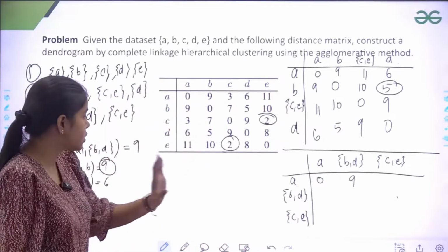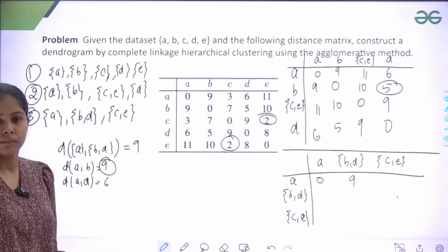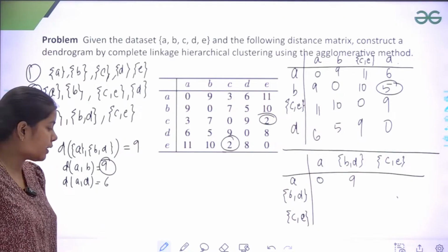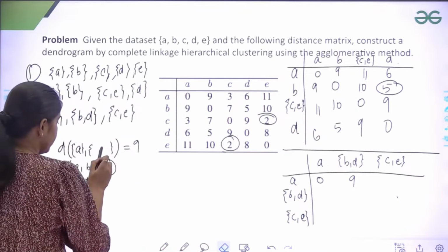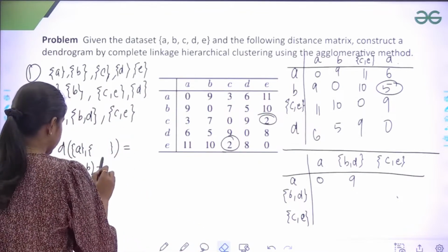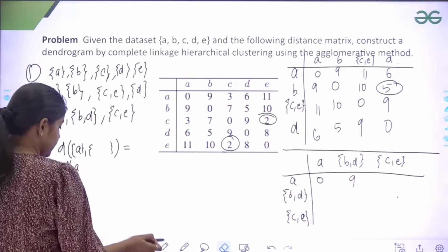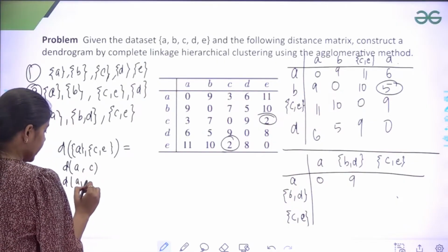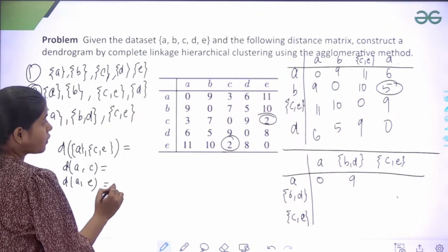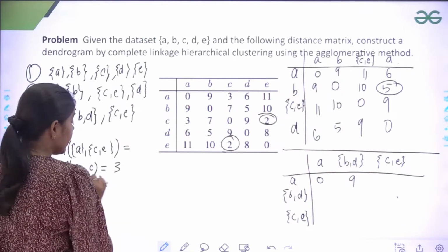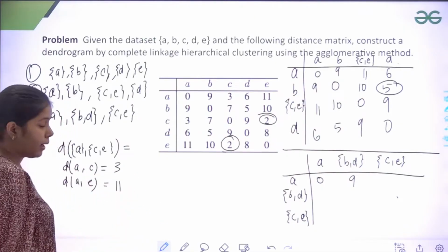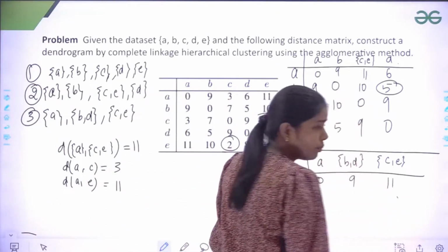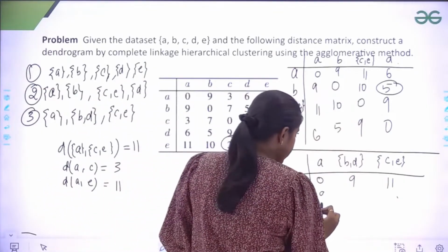Now tell me distance of A with CE. Tell me distance of A with C. Right, I have to find out distance of A with C. So that means I have to find out distance of A comma C and distance of A comma E. What is distance of A comma C? That is 3, and distance of A comma E, that is 11. Right? So we have the maximum distance, that is 11. So I'll write down here 11. I hope this thing is clear. So this would become 9 and this would become 11.